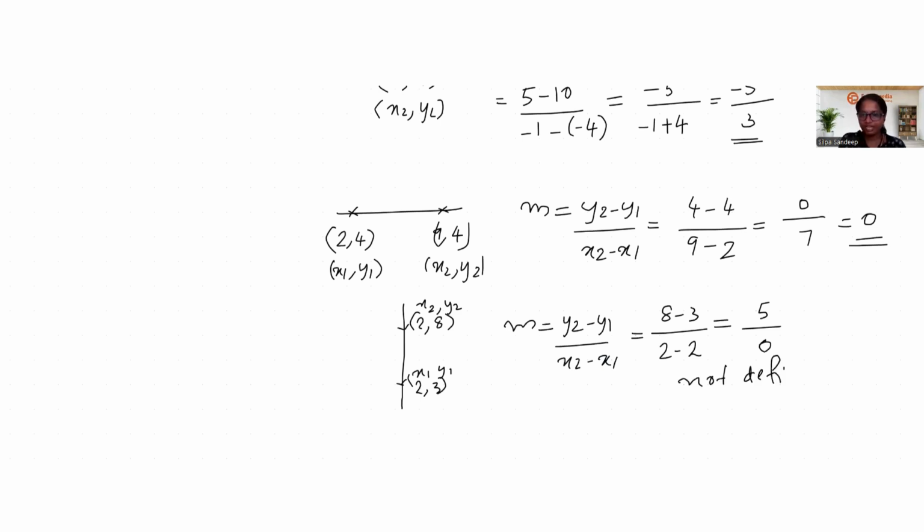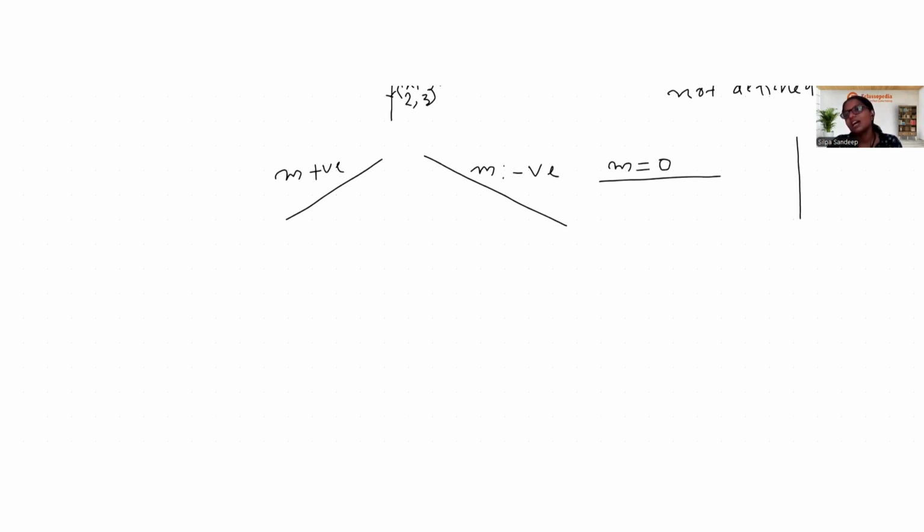Okay, so we could see 4 cases. The first one, when the line rises up from left side to right side, the slope is positive. Second case, when the line falls down from left side to right side, the slope is negative. Third case, when the line is a horizontal line, the slope is 0. And finally, when it is a vertical line, the slope is undefined. Okay, so you know how to find the slope of a line when two coordinate points are given.